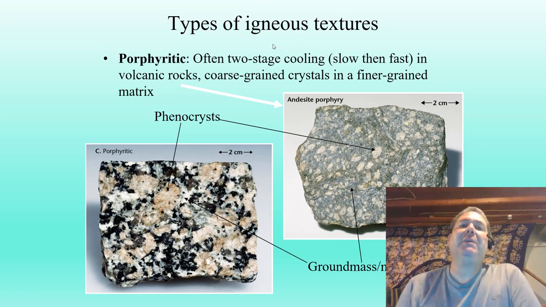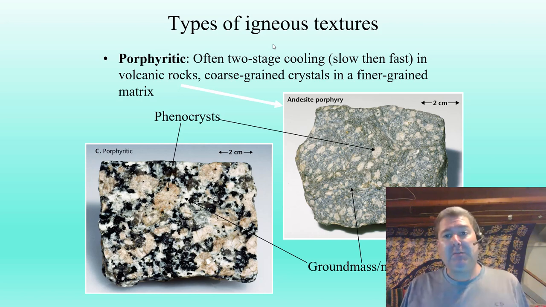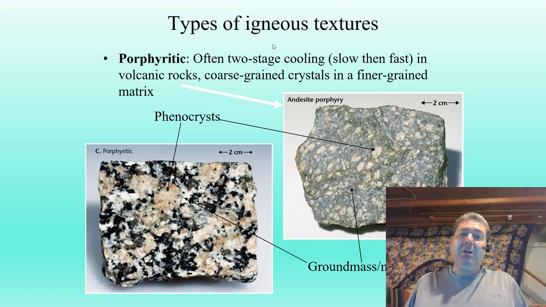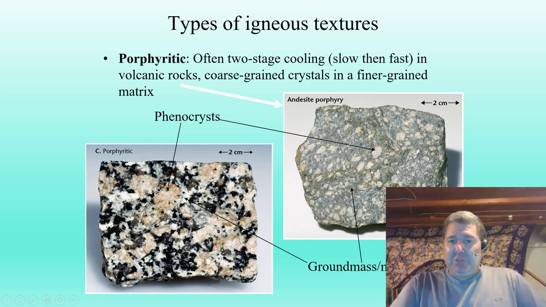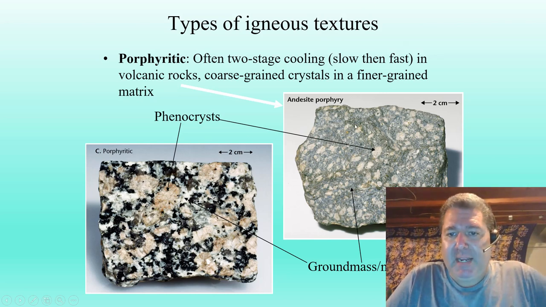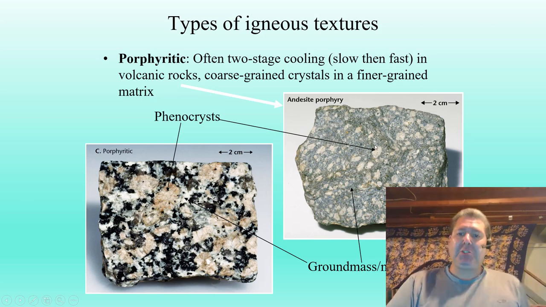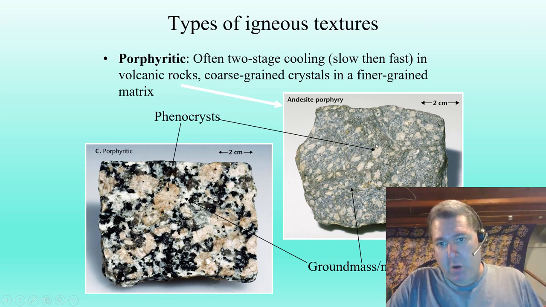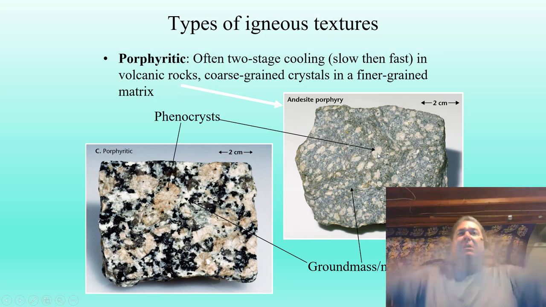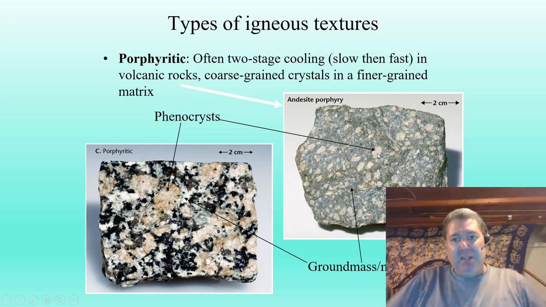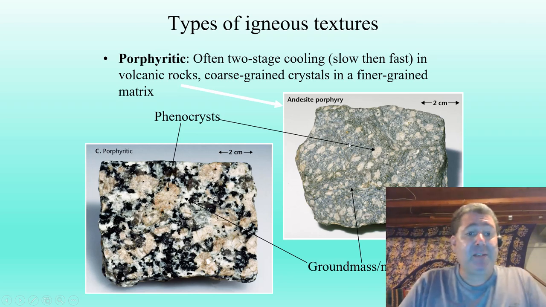And then we have another one that's called porphyritic, which shows two stages of cooling, usually slow, then fast. Here we have an extrusive igneous rock. This is an andesite with porphyries in it. These are the crystals of plagioclase, I think, that were growing happily in the magma chamber, and then the volcano burped. All of this came up as lava, and the rest of the liquid froze around it as volcanic glass.